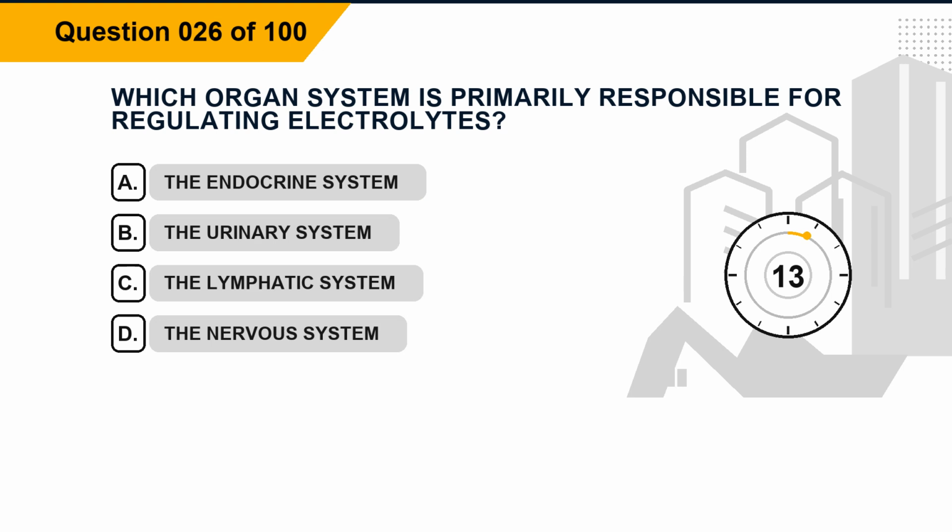Question 26. Which organ system is primarily responsible for regulating electrolytes? Option A, the endocrine system. Option B, the urinary system. Option C, the lymphatic system.